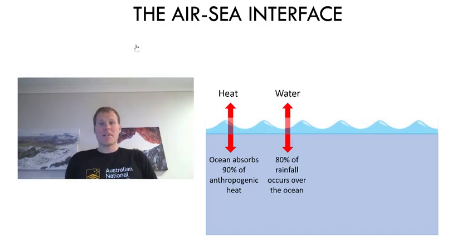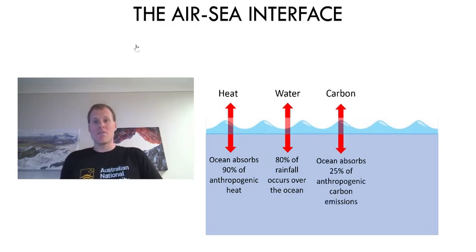The next major flux we need to think about is the flux of water or moisture through the sea surface. So 80% of global rainfall occurs over the ocean. And indeed, most of the rainfall that we get over land, in Australia in particular, comes from over the ocean. So this sort of water flux that occurs through the sea surface is crucial to our water resources and floods and the climate system generally.